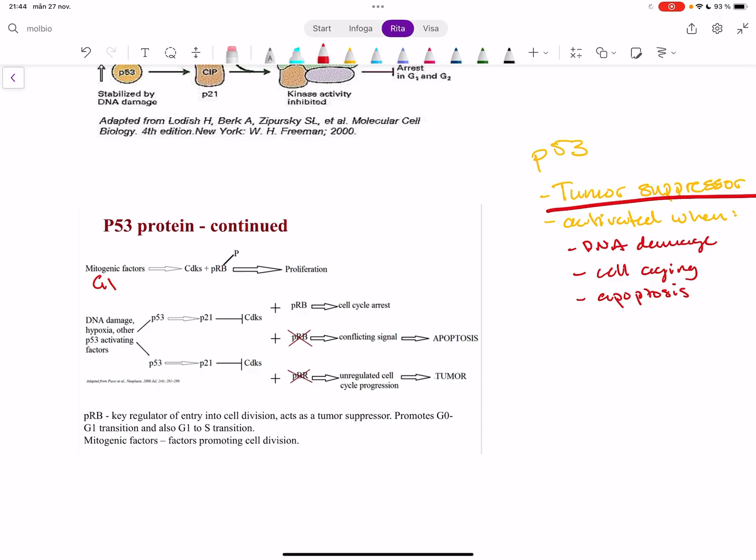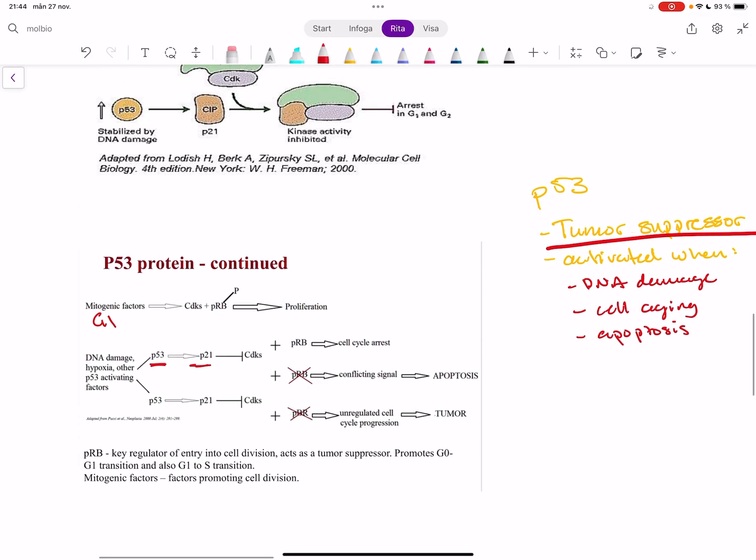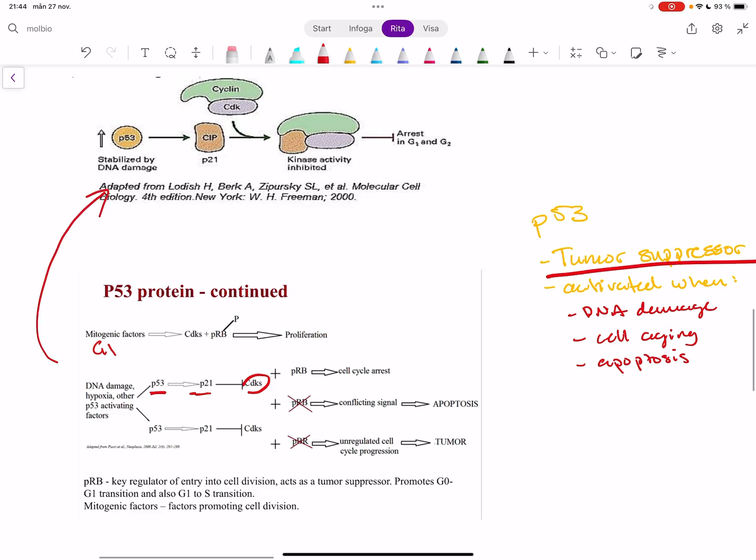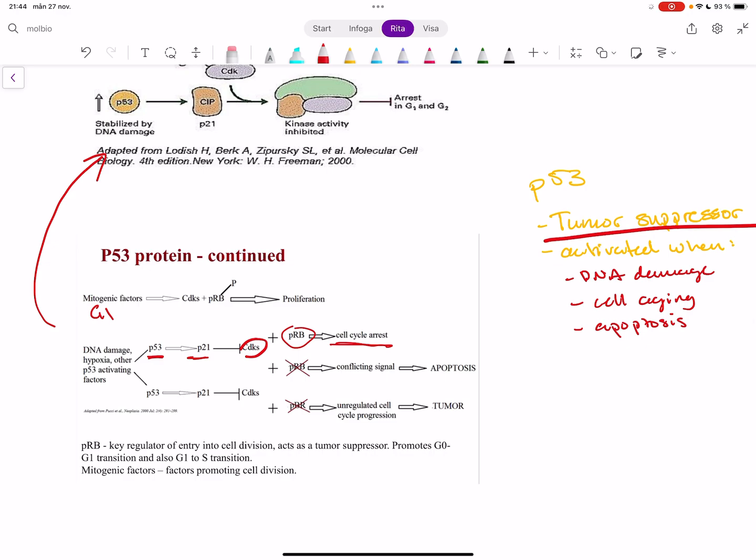But if there is DNA damage, then, as I said, P53 will be activated. P53 will activate P21, and as they are activated, they will inhibit the CDK1s. This picture shows the same thing. If the CDK1 is inhibited, then there will not be any phosphorylation of the PRB, and then there will be cell cycle arrest. Which is good, because we don't want the cell to continue proliferating when it has DNA damage, for example. In another case, let's say that P53 is activated, P21 is activated, and this inhibits CDK1, but for some reason the PRB itself is mutated or dysfunctional. This can lead to either apoptosis or a tumor.